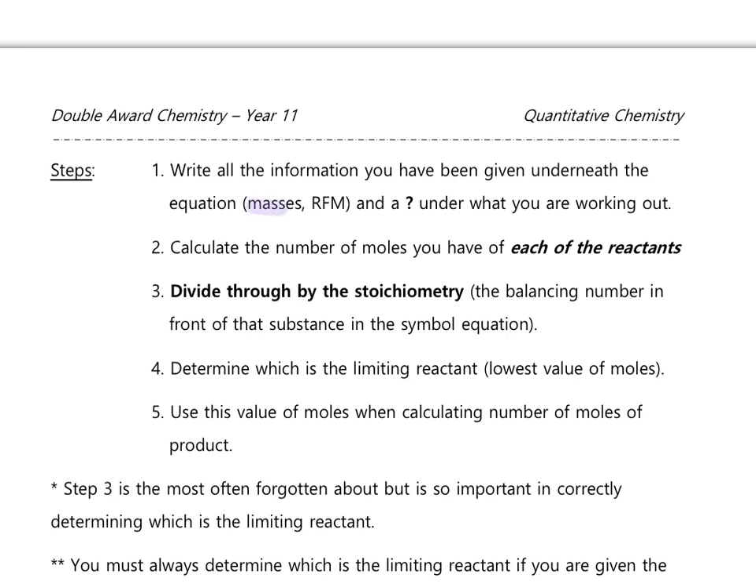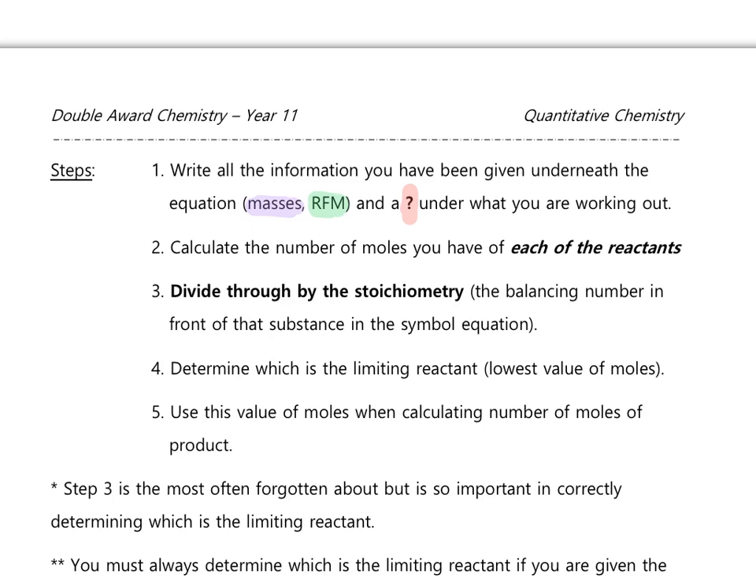So we're going to write down the masses that we have been given underneath our reactants. In this case, it will only be masses of reactants that you're given, and we will only ever be going left to right, as we'll see in a second. Also write down the RFM of the things that you'll be using, and a question mark underneath what you're going to be trying to work out.